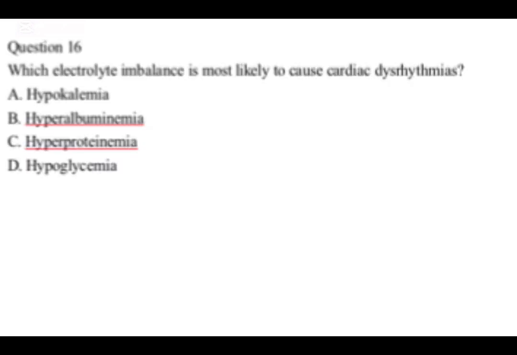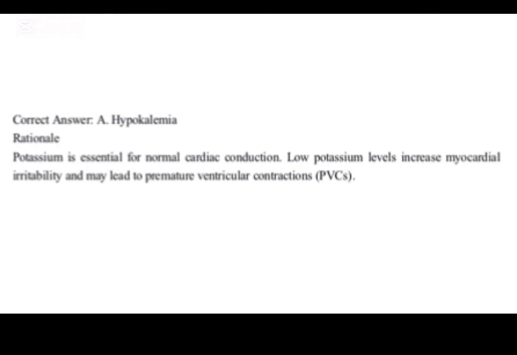Question 16. Which electrolyte imbalance is most likely to cause cardiac dysrhythmias? A. Hypokalemia. B. Hyperalbuminemia. C. Hyperproteinemia. D. Hypoglycemia. Correct answer: A.